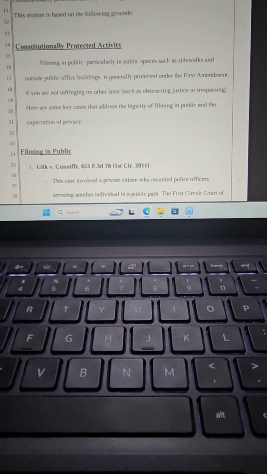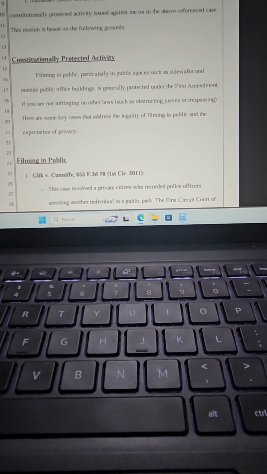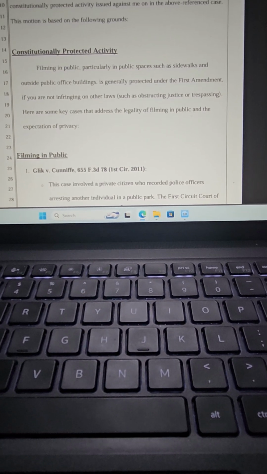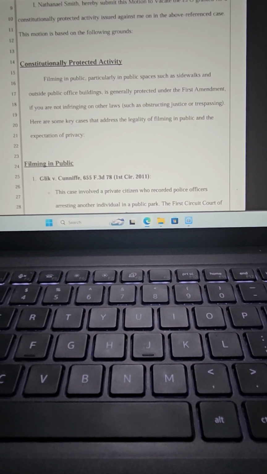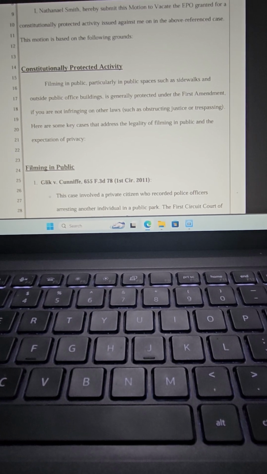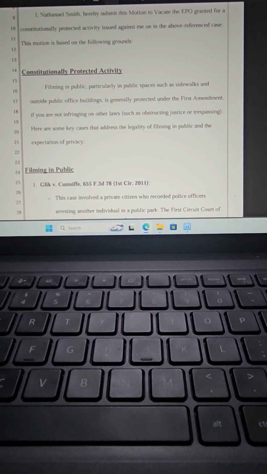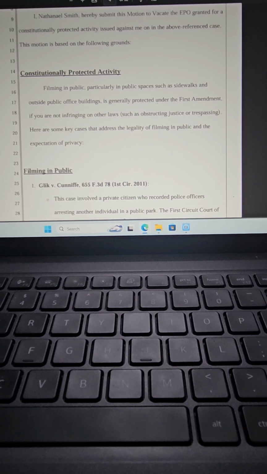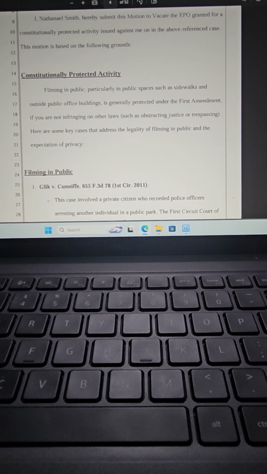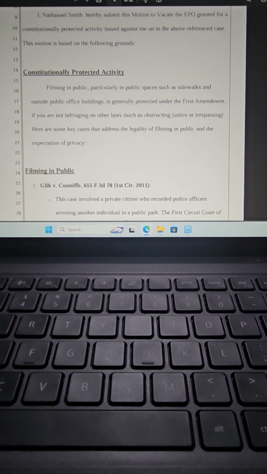Constitutionally protected activity. Filming in public, particularly in public spaces such as sidewalks and outside public office buildings, is generally protected under the First Amendment. If you are not infringing on other laws such as obstructing justice or trespassing, here are some key cases to address the legality of filming in public and the expectation of privacy. So I put filming in public.